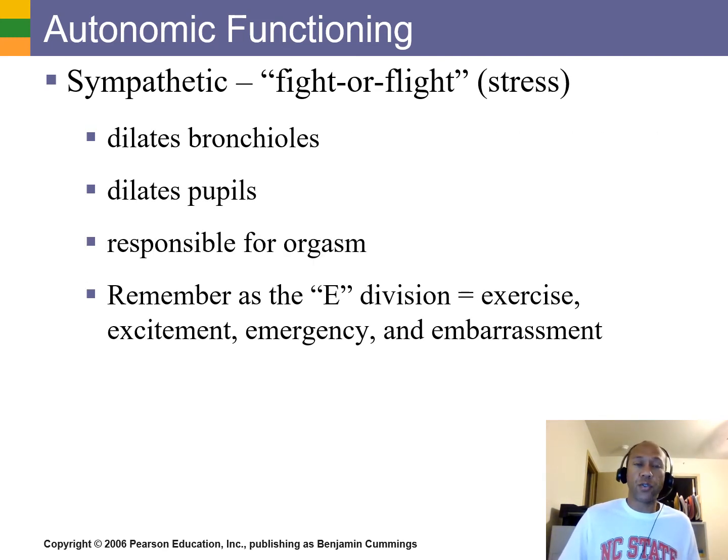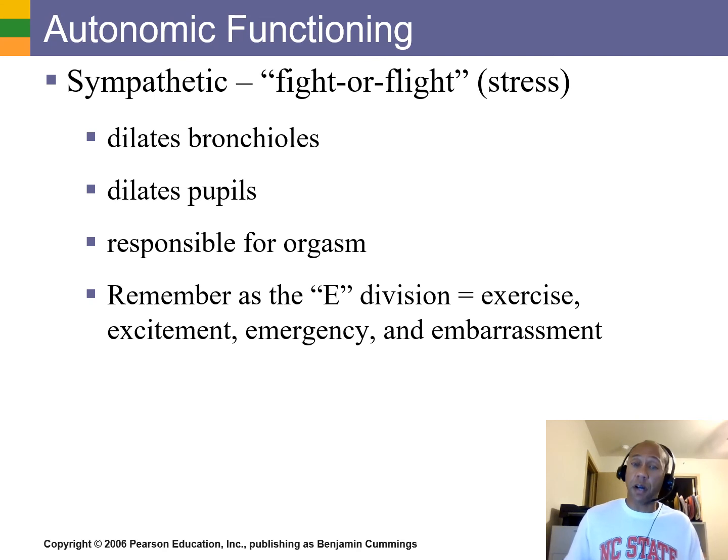In addition, to promote increased delivery of oxygen to the blood, there's a dilation of bronchial tubes and other respiratory passageways. Pupils typically dilate so that someone can see danger or whatever challenge they're dealing with.